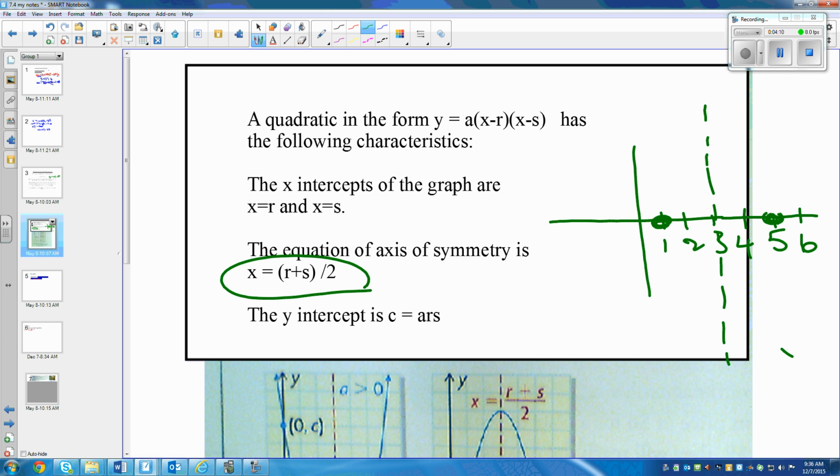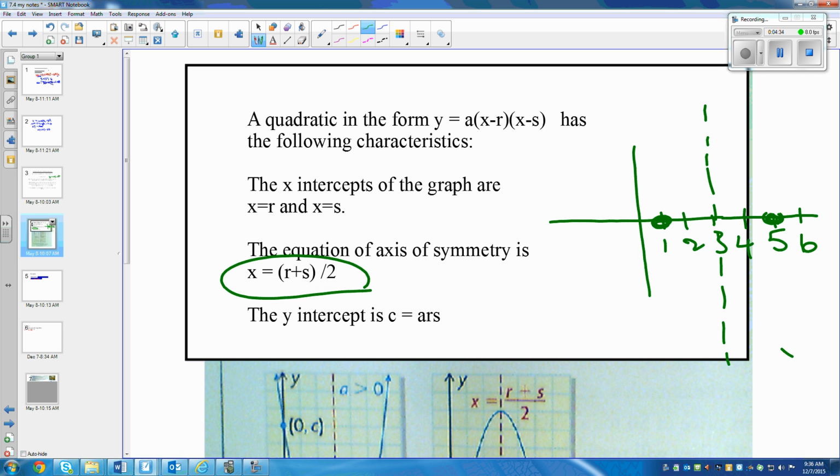So it's saying take the two values, 1 plus 5, add them together, divide by 2. 1 plus 5 is 6, divide by 2 is 3. Guess where your axis of symmetry line fell? At 3, okay? So your axis of symmetry line, and it's an equation, so equation means equal signs, right? Has to say x is equal to 3, in this case.